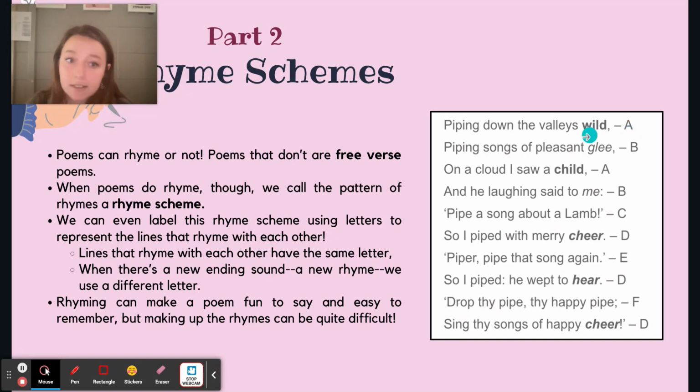But when we come to the next line, there's a different sound, glee, and those two don't rhyme. So we're not going to give glee A. We're going to give it a different letter. So they go to the next one, B.